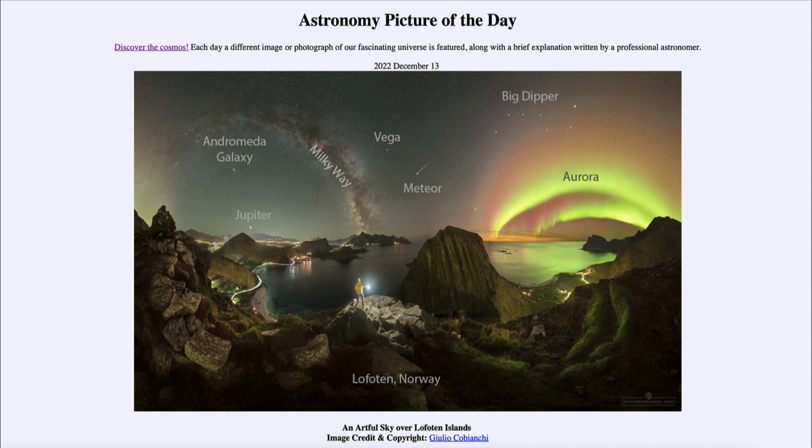And then down below that, close to the horizon, is the planet Jupiter, the largest planet in the solar system, and one of the brighter objects in the sky after, of course, the sun and the moon and the bright planet Venus. So here we get to see all of those things in the sky here in this one very artful image from Norway. So that was our picture of the day for December 13th of 2022.